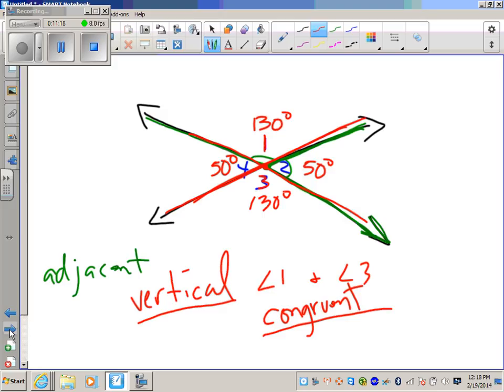Now, they'll ask you questions like, give a pair of obtuse vertical angles. A pair of obtuse vertical angles. What fits that description? A pair of obtuse vertical angles.